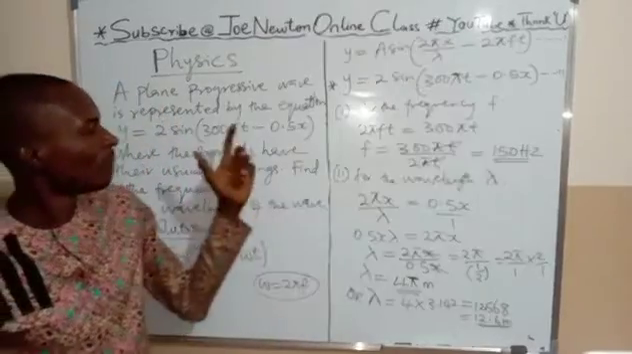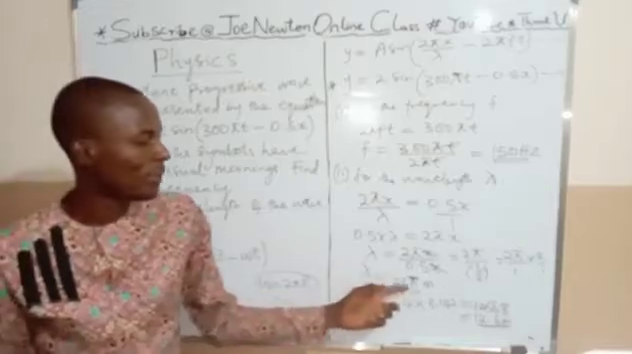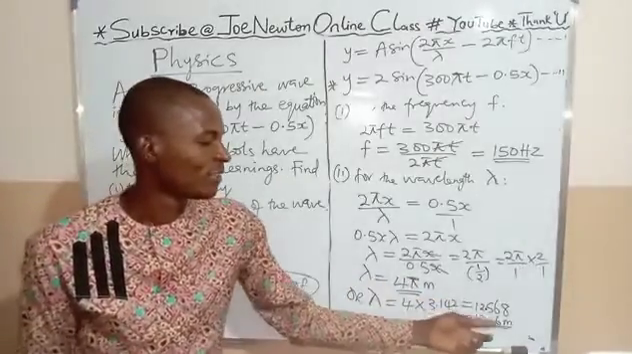So our frequency is 150 Hz, and our wavelength lambda is 4 pi meters, or 12.6 meters.